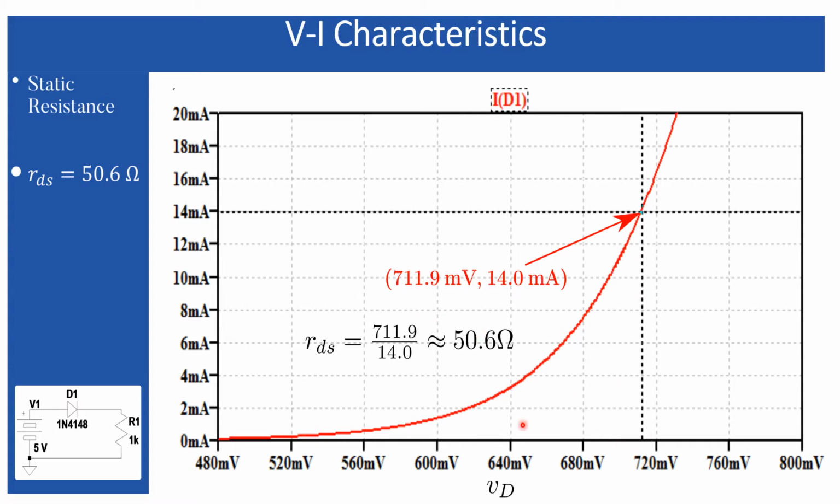So the slope will be just the reverse of this one: 14 divided by 711.9 millivolt. That slope is a ratio of current to voltage, or equivalently the inverse of some resistance. That resistance is the static resistance, because we are calculating the resistance at a specific point. In this particular case the static resistance comes to 50.6 ohm.